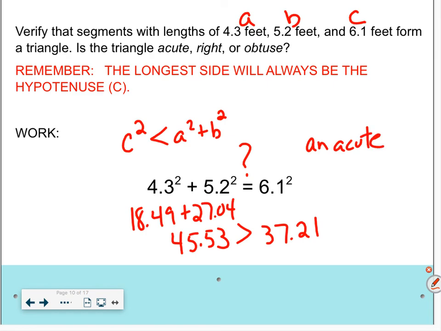So I hope you've written down these examples. We'll work through more problems with the Pythagorean theorem tomorrow in class.